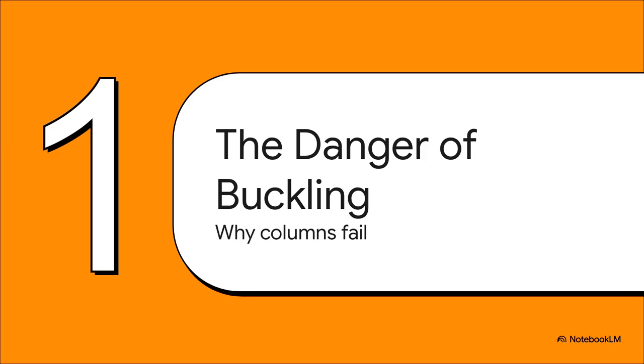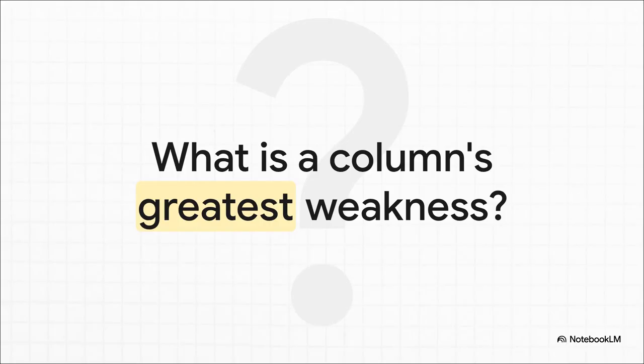Before you can design a column to be strong, you have to understand its greatest weakness. Its kryptonite, if you will. So what do you think it is? I mean, when you picture a column failing, you probably imagine it just getting crushed under a massive weight, like a pancake, right? Well, that's almost never how it actually goes down.